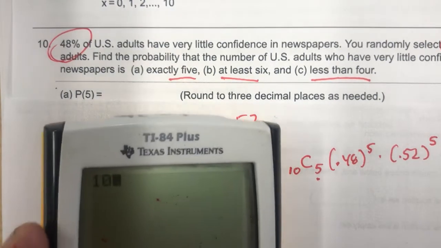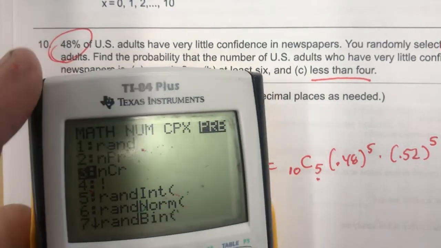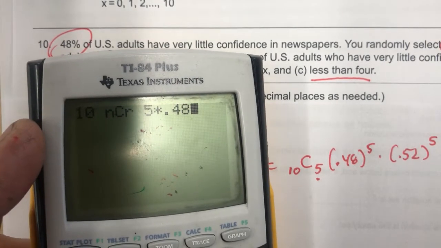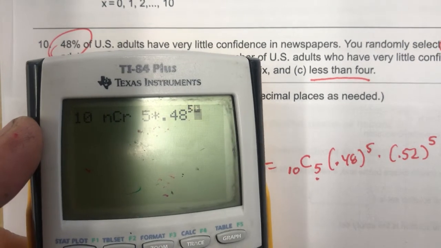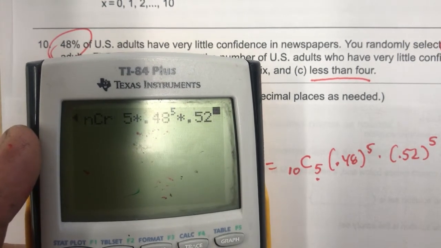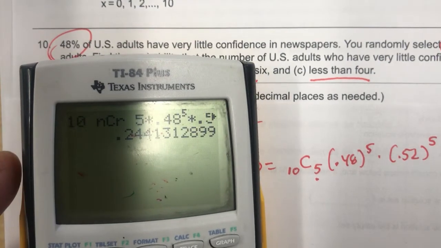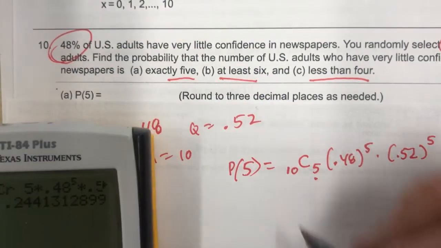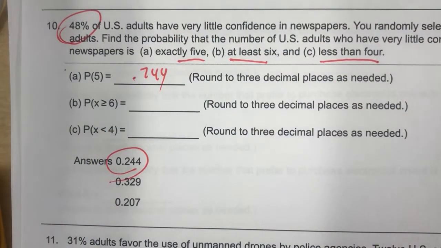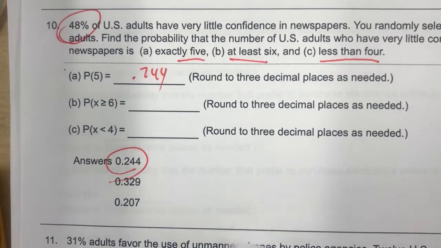So we've got 10C5 times 0.48 to the 5th power times 0.52 to the 5th power, and I get this right here at 0.244. All right, so that's this one here, 0.244. We got it right there, man. We see the answer. Okay.